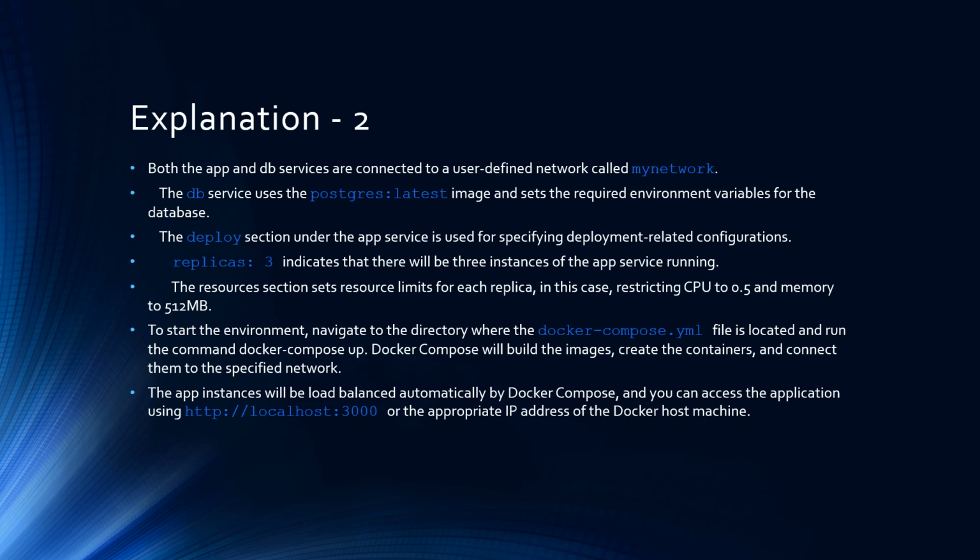The deploy section's replica configuration enables basic horizontal scaling, but in production environments, you'll want to implement proper load balancing and service discovery. When using replicas, ensure your application is truly stateless. Any shared state should be managed through the database or a separate caching layer. The resources section with CPU and memory limits is crucial for production deployments. Consider implementing proper monitoring and logging aggregation when running multiple instances to maintain observability across your distributed system.